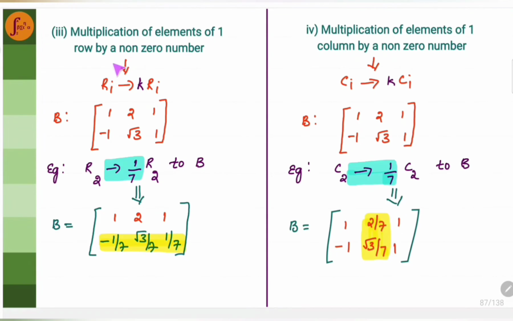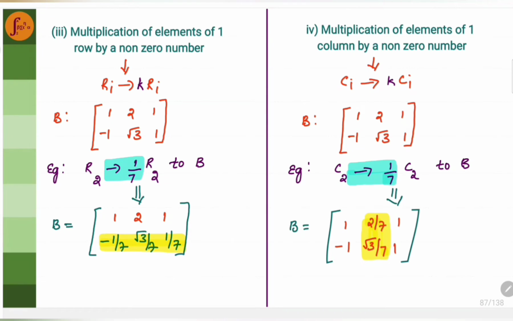The next operation is you can multiply the elements. Say you have one row, you can multiply the elements of the entire row with some scalar number or some constant number. So say k is some scalar number and you have some row i. You can multiply all the elements of that particular row with any constant number. For example, you multiply the second row with 1 by 7. So when you multiply the second row with 1 by 7, you have minus 1 into minus 1 by 7, root 3 into 1 by 7, 1 into 1 by 7. So this is the notation: row 2 is multiplied by 1 by 7 of row 2 itself. So this is how we denote.